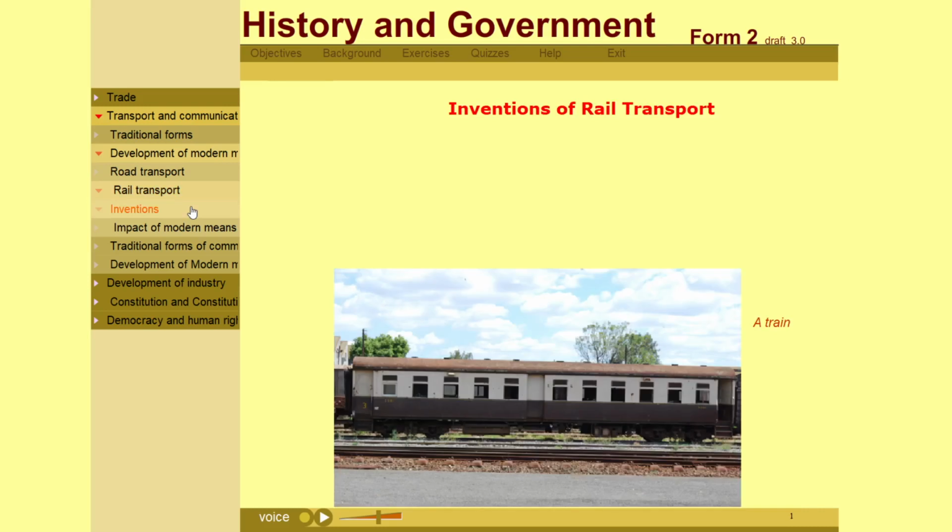Many engineers were involved in the development of the locomotive engine. For example, in 1829, Stephenson and his son Robert built an engine called Rocket, which had a speed of 48 kilometers per hour. Over the years, there has been an improvement on efficiency and speed of trains.